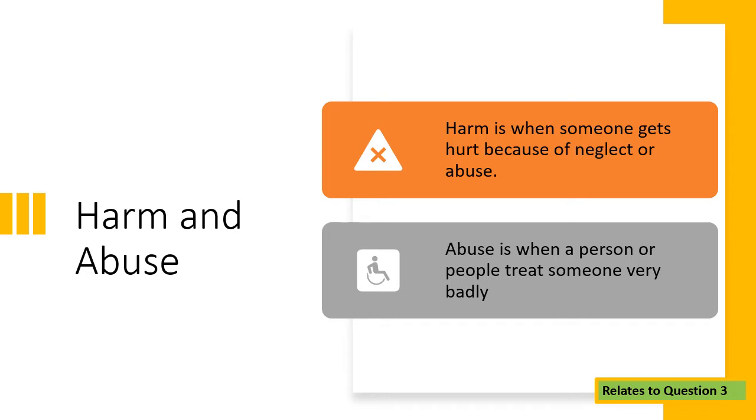We're now going to look at harm and abuse, and you will see that this slide relates to question number 3. Harm is when someone gets hurt because of neglect or abuse, and abuse is when a person or people treat someone very badly.